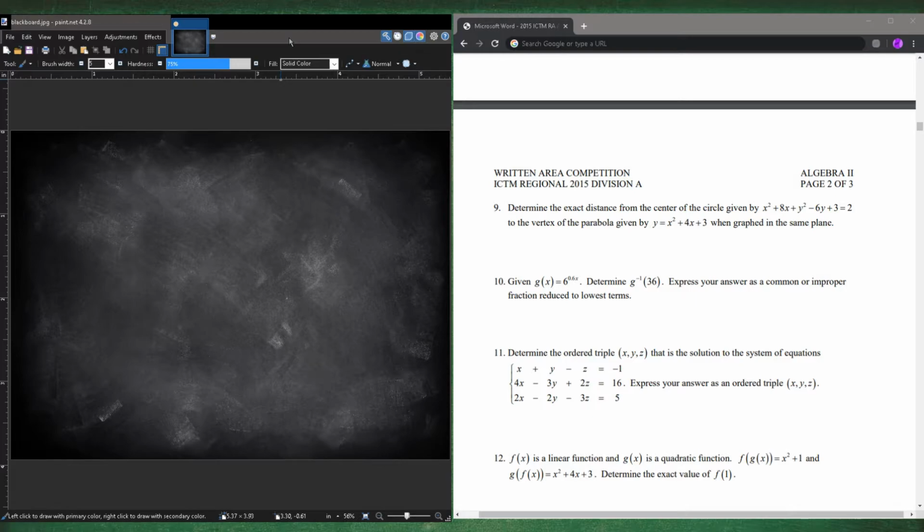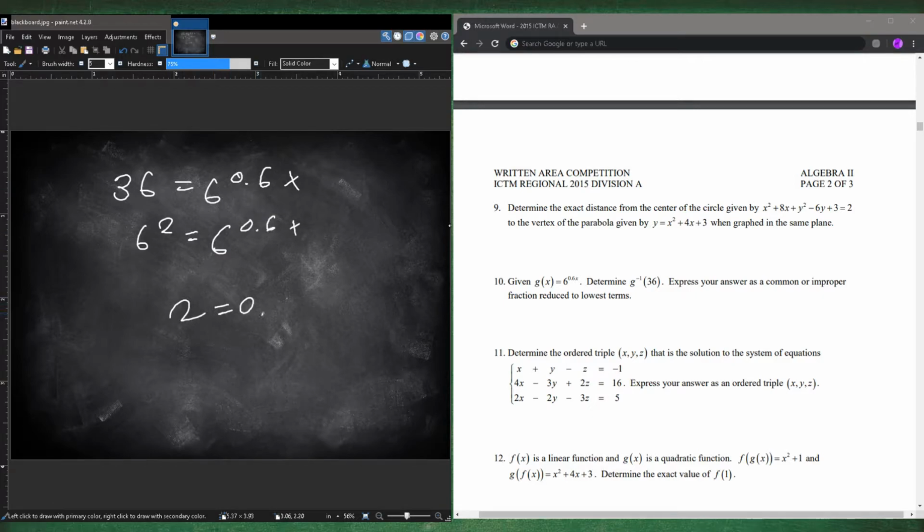Question 10. Given that g of x is equal to 6 to the power 0.6x, determine inverse of g of 36. So if it's inverse, basically what it means is that that value, that 36, is equal to the y. So that means 36 is equal to 6 to the power of 0.6x.